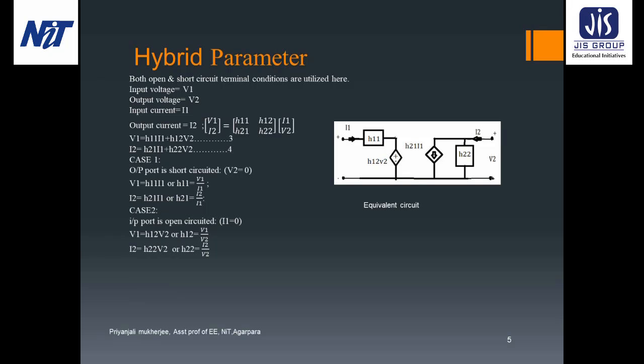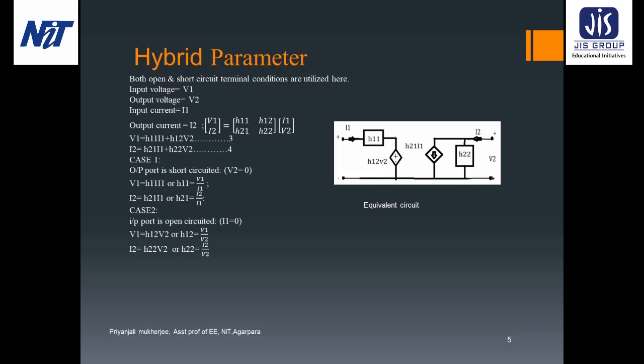Next is the hybrid parameter. The hybrid parameter represents a mixed or hybrid relation between the voltages and the currents in the two-port network. This representation is widely used in the case of transistors. Both open circuit and short circuit terminal conditions are utilized here. Here the voltage of the input port and the current of the output port are expressed in terms of the current of the input port and the voltage of the output port.